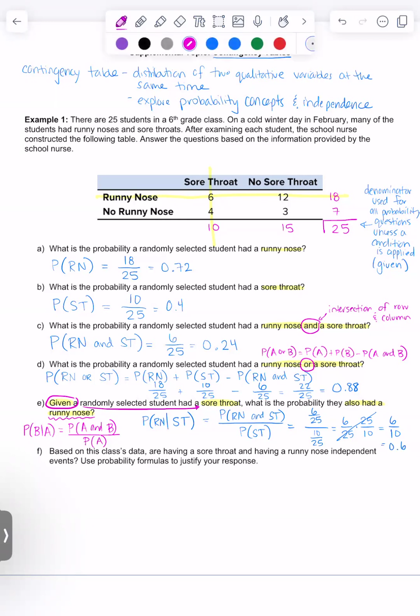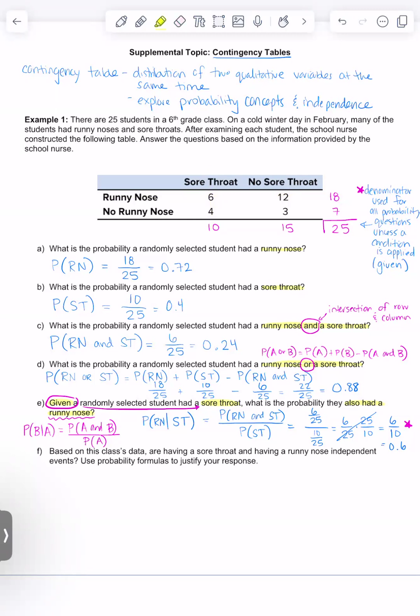And let me point out that this, I'm going to put a star next to this 6 over 10, and then put a star next to this comment at the top of the video. Notice that that 6 over 10 reflects the comment we made all the way at the beginning. The denominator 25 is going to be used unless the problem says the word given. So this is where you see our denominator has shrunk because it says the word given and we've applied a condition.